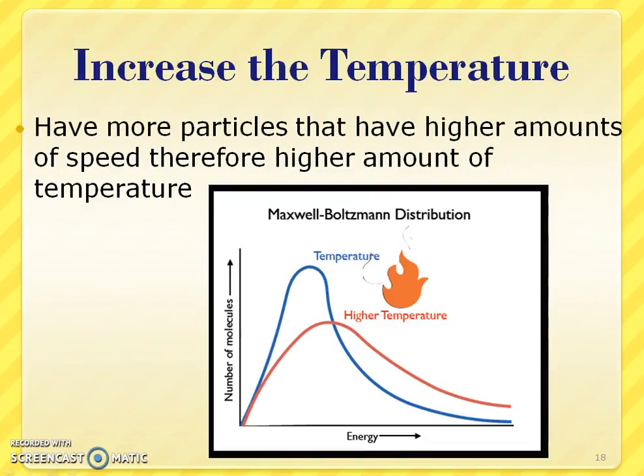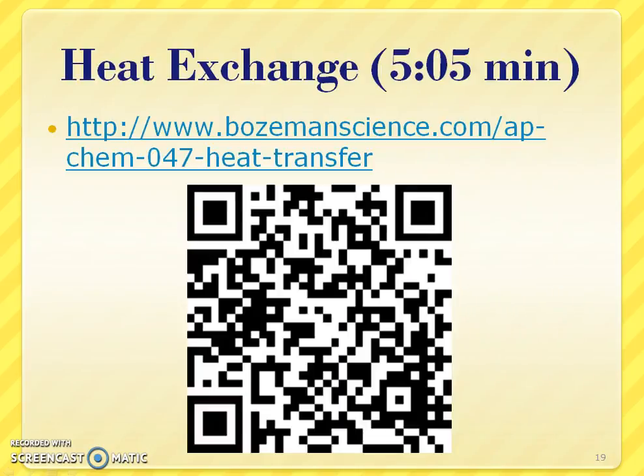So if we increase the temperature, we're going to have more molecules that have higher amounts of speed. If we increase our temperature to this red line, again, we have more molecules now moving at a higher speed, because you notice over here you have fewer molecules moving, and here you have more molecules moving. So hopefully you understand that a little bit, but we will talk about that later on in one of the upcoming chapters.